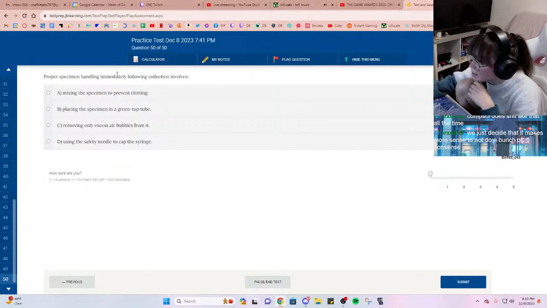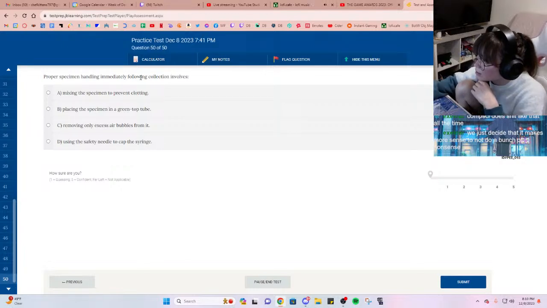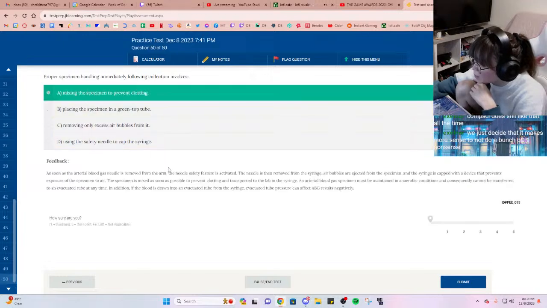Proper specimen handling immediately following collection involves mixing the specimen to prevent clotting, placing the specimen in a green top tube, removing only air bubbles from it, or using the safe needles to tap the syringe. That doesn't really have to do with specimen handling. I think mixing the specimen to prevent clotting. Yes.